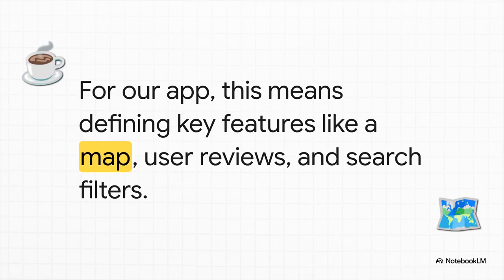So let's make this real. Imagine we're building a coffee finder app. In this requirements phase, we decide, okay, it must have a map to show cafes, it definitely needs a way for users to leave reviews, and it should have search filters for things like good Wi-Fi or patio seating. Those are our core requirements.